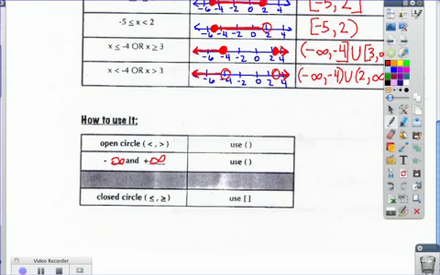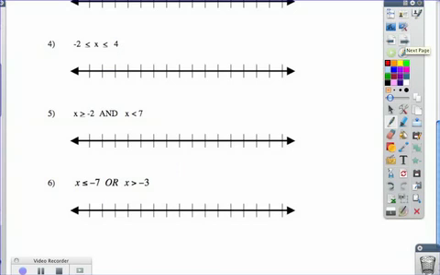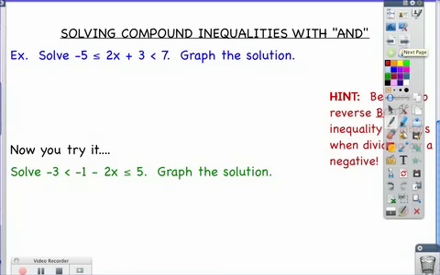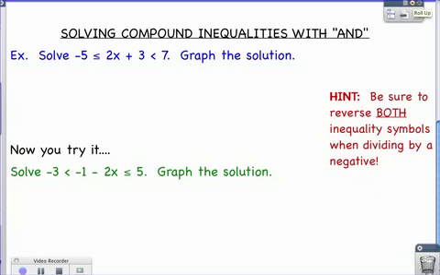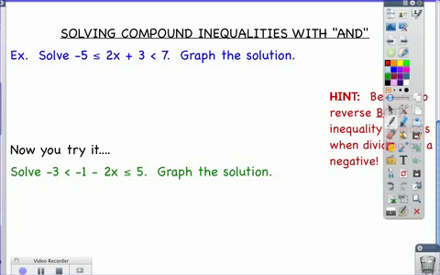I need to get rid of the +3 and the ×2 using inverse operations. But instead of doing it to both sides of an equal sign, this time we're doing it to all 3 sides, which are separated by the inequality symbols. So I'm going to subtract 3 from all 3 parts. And I'm left with -8 is less than or equal to 2x, which is less than 4.